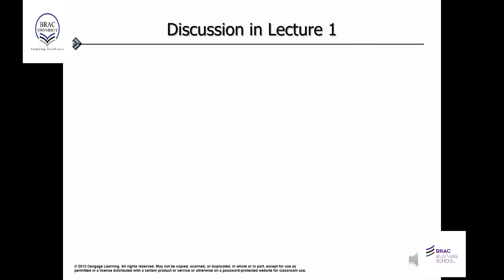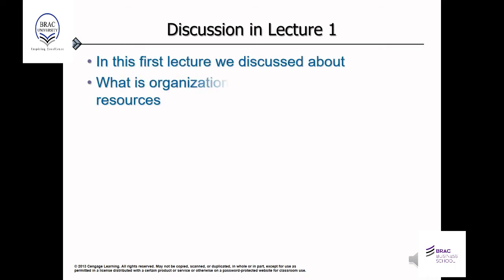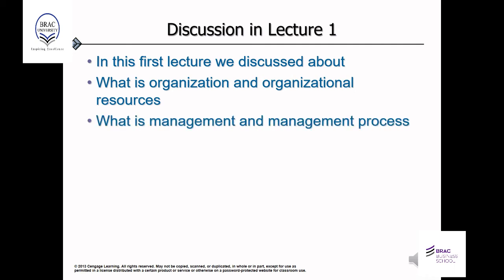Now at the end, I'm summarizing all the discussions. In this lecture, we covered what is organization, what are the different resources of organization, what is management, what is the management process, what are the different activities in management process, level of managers and areas of managers which we are considering to classify the managers.